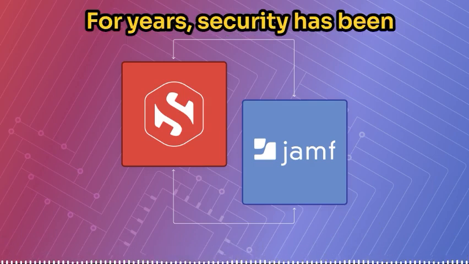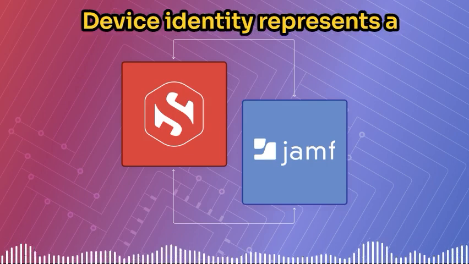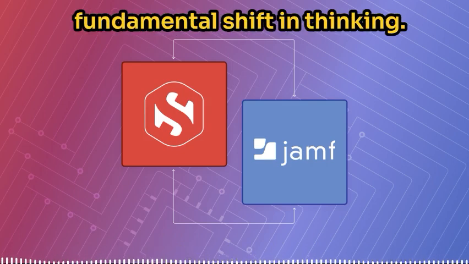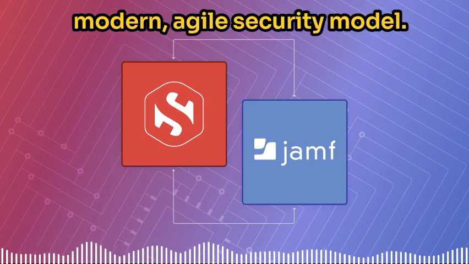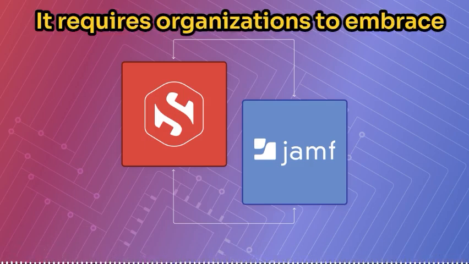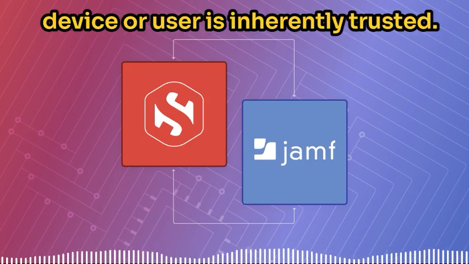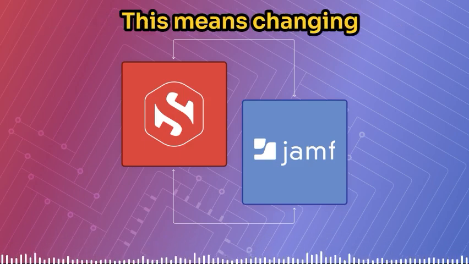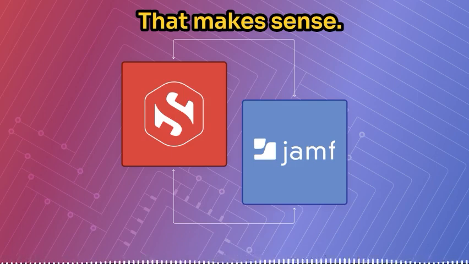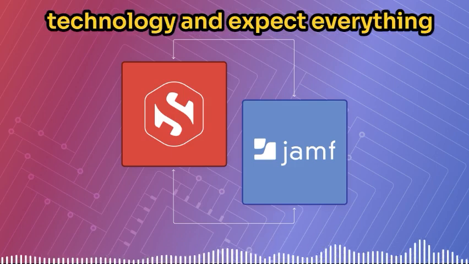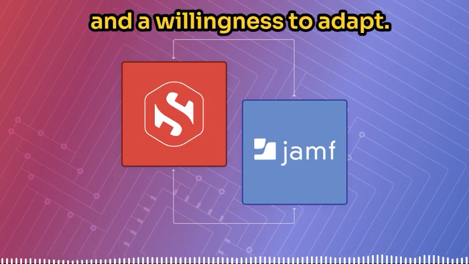Okay. For years, security has been all about passwords, firewalls, and perimeter defenses. Device identity represents a fundamental shift in thinking. It's about moving from that traditional castle and moat approach to a more modern, agile security model. Exactly. It requires organizations to embrace a zero-trust model, where no device or user is inherently trusted. This means changing policies, workflows, and even organizational culture. That makes sense. You can't just slap on a new technology and expect everything to magically become secure. It takes a concerted effort and a willingness to adapt.